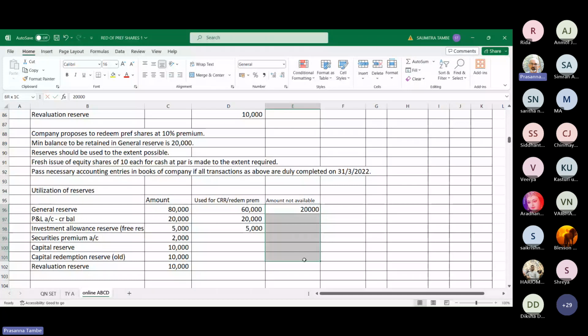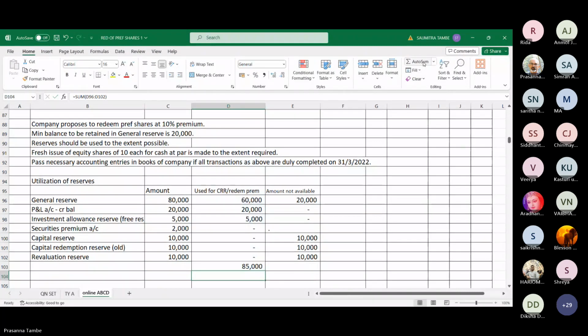Then securities premium we can't use. Capital reserve we can't use. CRR is not available. This also is not available. So all that will go into the unutilized portion, which we cannot use for this purpose. So what is the total of available reserves? It's 85,000 and the balance will be not available. Have you understood this compilation? Yes or no?